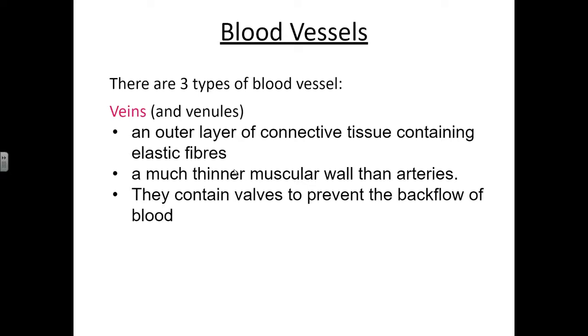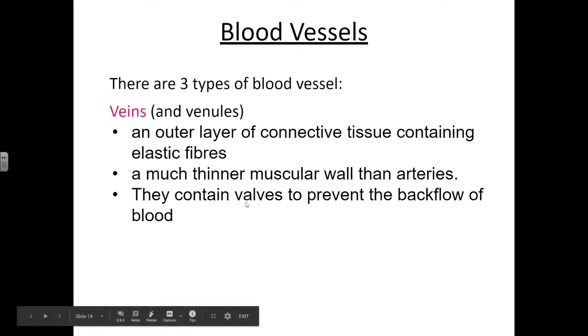So that means that they actually have a larger lumen. If you had the same sized vessel and it was a vein or an artery, they could be the same size, but the artery would take up a lot more of the internal space by having a thick muscular wall. The veins don't have that, so they tend to have a wider internal hole, which is called the lumen.